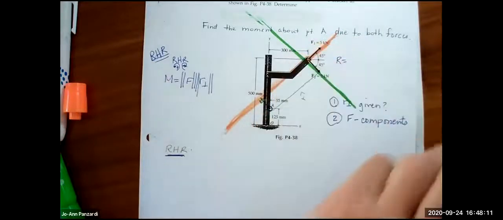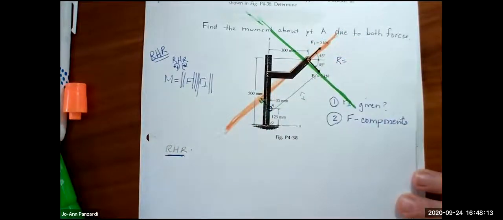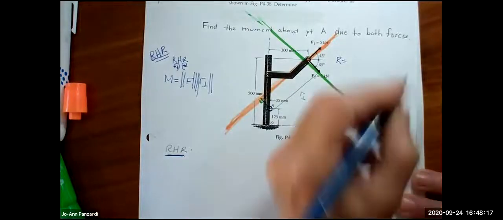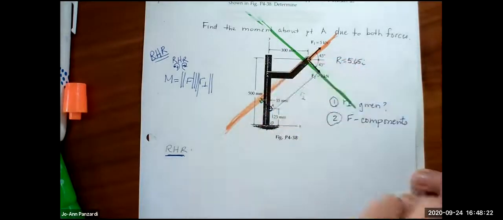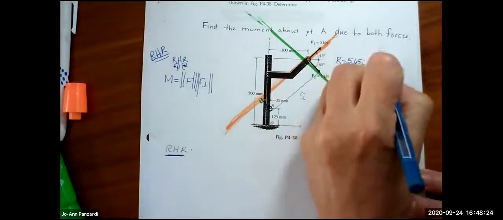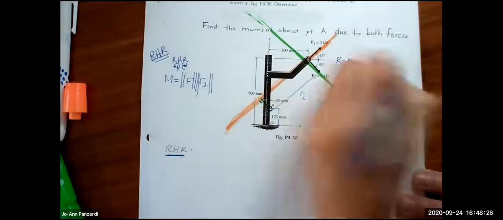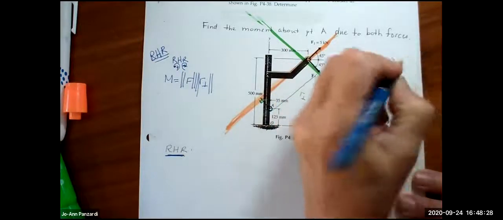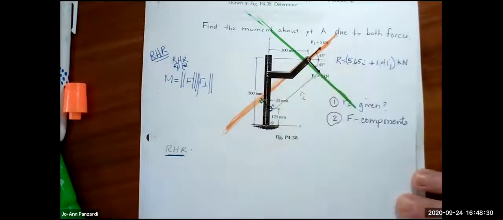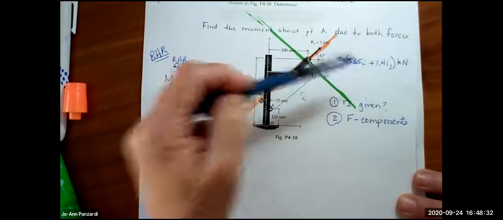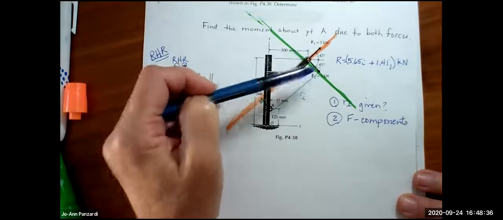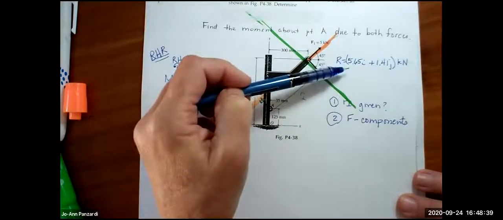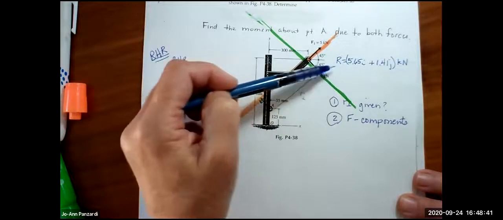The resultant turns out to be 5.65i plus 1.41j kilonewtons. But ordinarily, you need to find the components of each force, right? You need to do your checks, and then you add up the components to create the resultant.